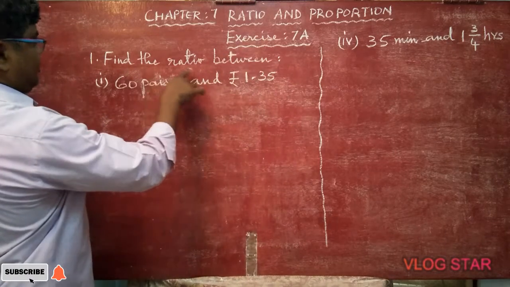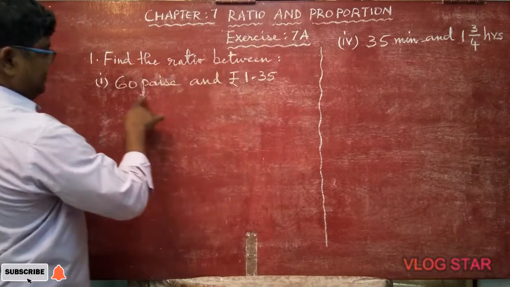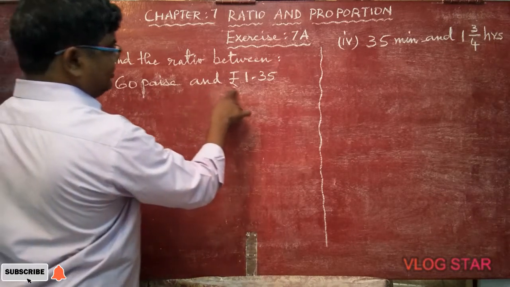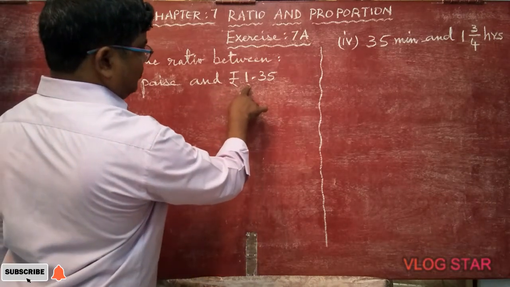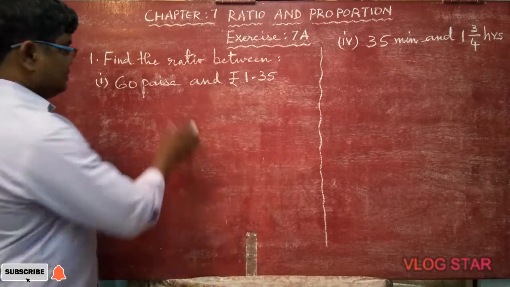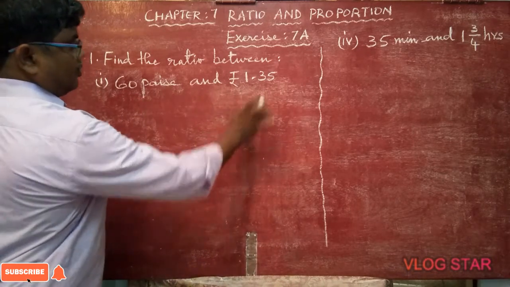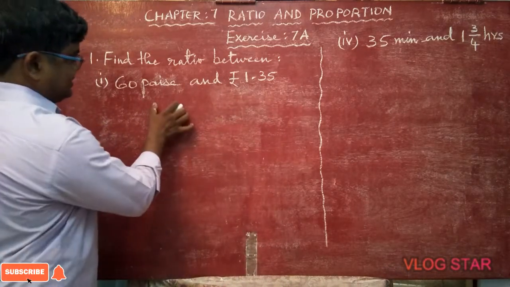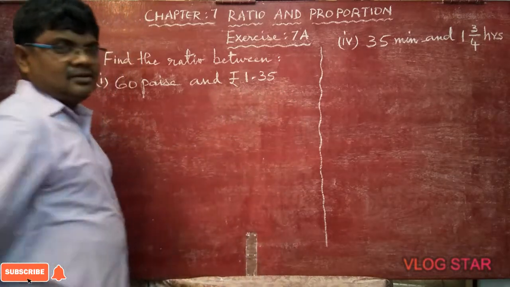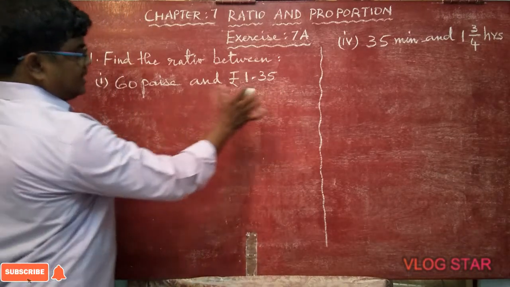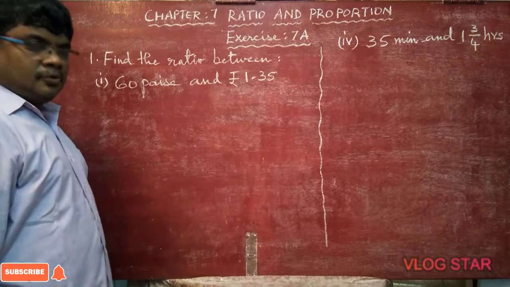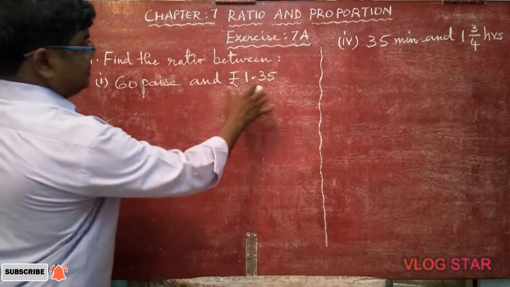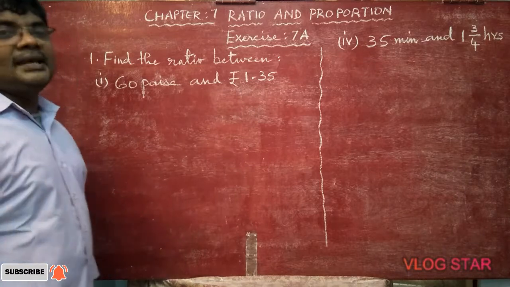Exercise 7A, first problem. Find the ratio between 30 paise and 1 rupee 35 paise. The same kind should be there. Here paise is there, so this side also paise. If this side is rupees, that side also rupees. So it is easy to convert rupees into paise.